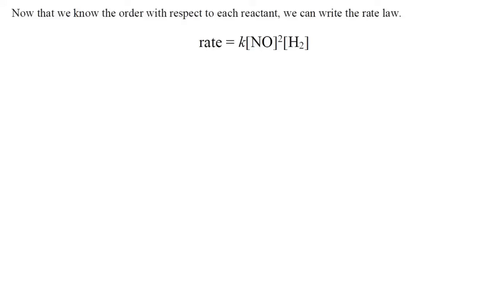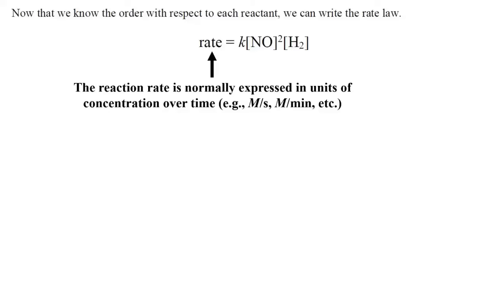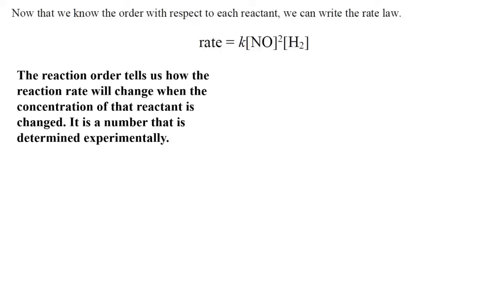Now, before I move on to question 7 of this packet, I'd like to make a few comments about the general features of a rate law. In a rate law, the reaction rate is normally expressed in units of concentration over time, for example, molarity per second, molarity per minute, etc. The reaction order tells us how the reaction rate will change when the concentration of that reactant is changed. It is a number that is determined experimentally.